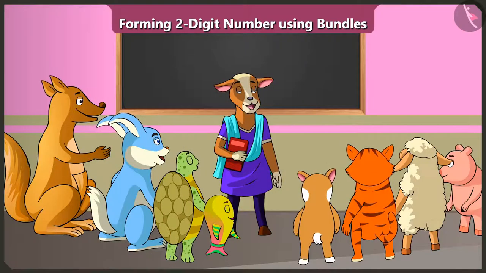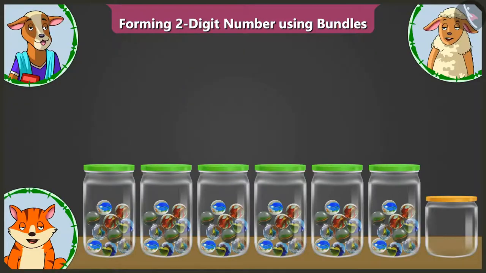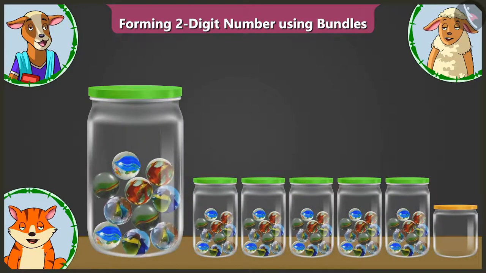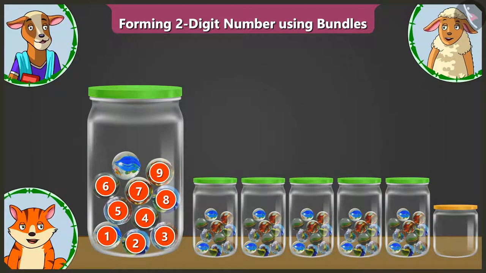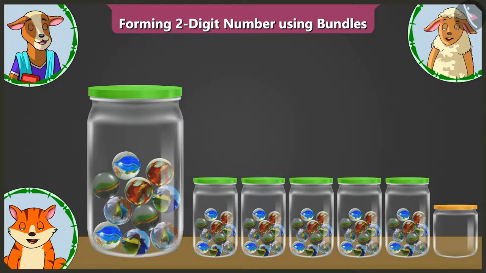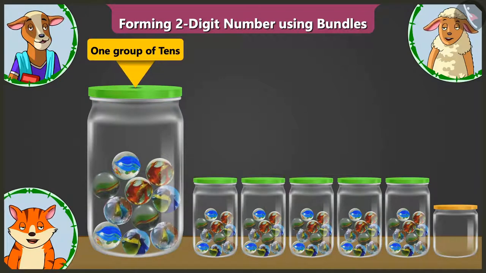Children, in the last video, we learned to make groups of tens and write the numbers in tens and ones boxes. Today we will carry forward that topic. Look, here are some jars filled with marbles. Let us count. The first jar has 1, 2, 3, 4, 5, 6, 7, 8, 9, and 10 marbles. This means that this is one group of tens.